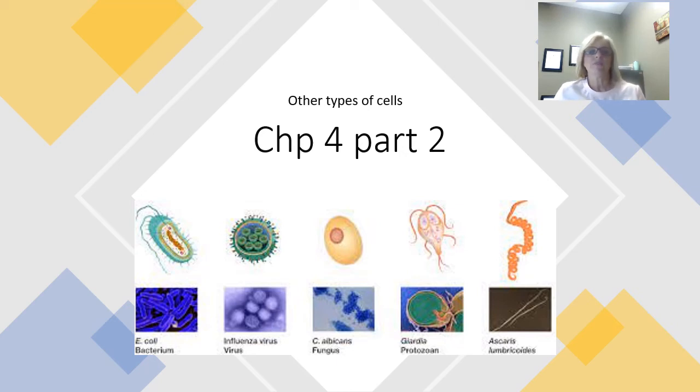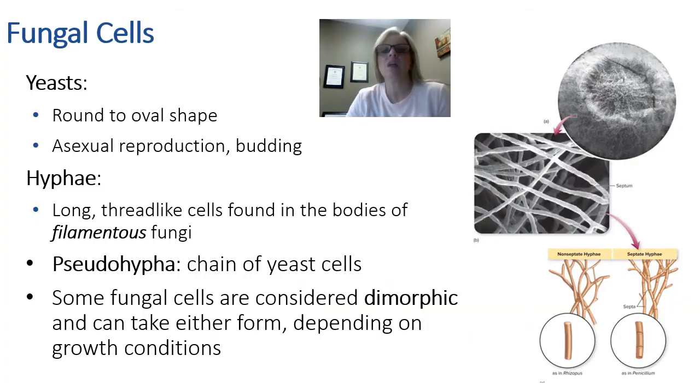Now we're going to look at some of the other types of cells and how they're put together. All right, fungal cells, fungi. The aspects of fungi that we're going to be concerned with are going to be yeast and mold. So we're not necessarily talking about things like mushrooms. There are many other types of fungi like that, but we're going to look at yeast and molds.